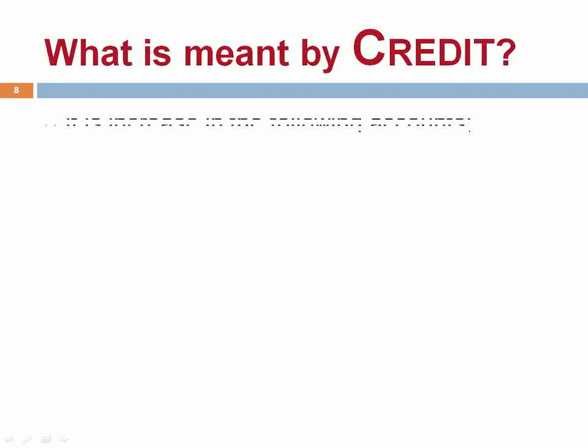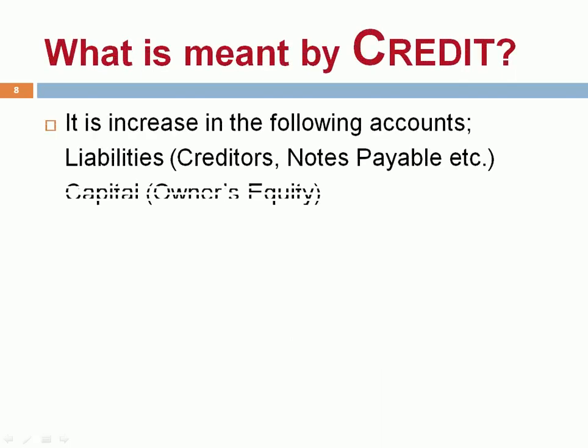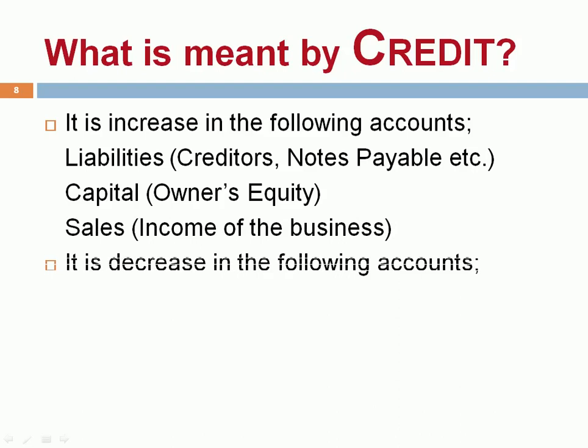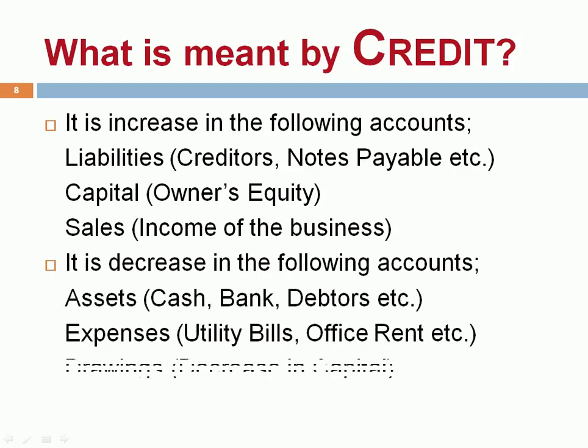So now, what is meant by credit? Credit is the vice versa of the debit. So in debit, assets, expenses, or drawings were increasing, and liabilities, capital, or sales were decreasing. So in credit, there is increase in liabilities, capital, or sales, and decrease in assets or expenses or drawings. If any of the thing happens out of this, it is a credit.